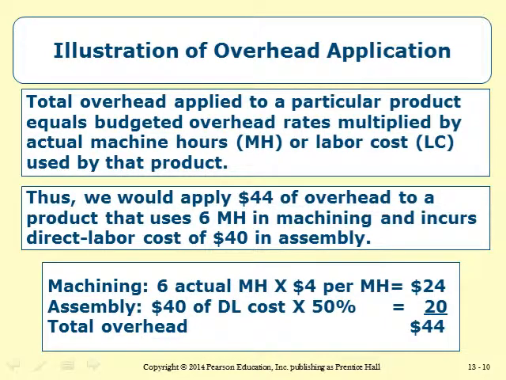Thus, we would apply $44 of overhead to a product that uses 6 machine hours in machining and incurs direct labor costs of $40 in assembly. And we can see that for machining, we had 6 actual machine hours times $4 budgeted manufacturing overhead per machine hour, and that gets us $24. For assembly, we had $40 of direct labor costs, and our manufacturing overhead for assembly was based on a budgeted rate of 50%. So we have $20 of assembly manufacturing overhead. So for this product, we have total overhead of the sum of those two, or $44.